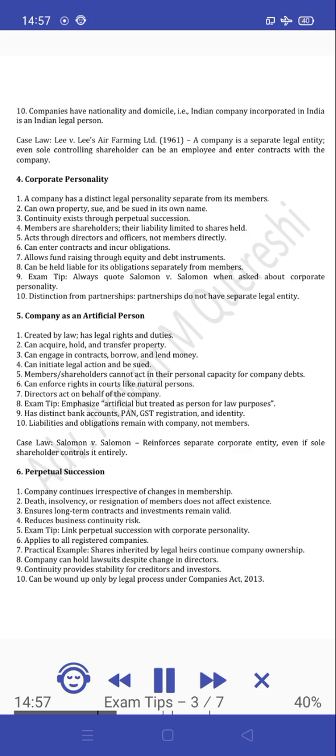10. Companies have nationality and domicile, i.e., an Indian company incorporated in India is an Indian legal person. Case law. Lee vs. Lee's Air Farming Limited, 1961. A company is a separate legal entity. Even a sole controlling shareholder can be an employee and enter contracts with the company.